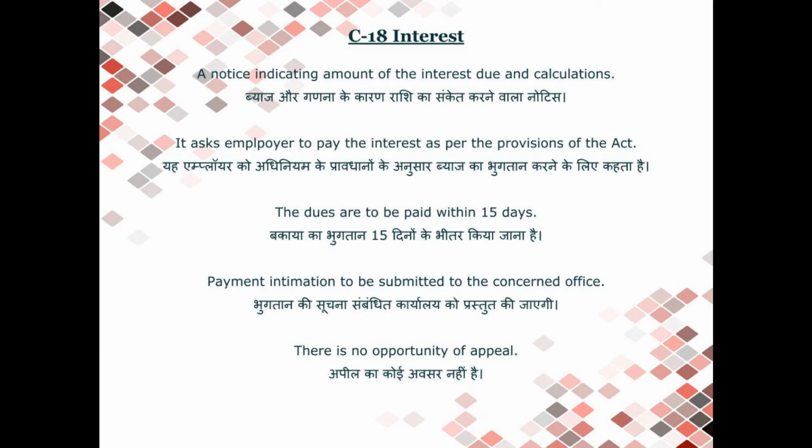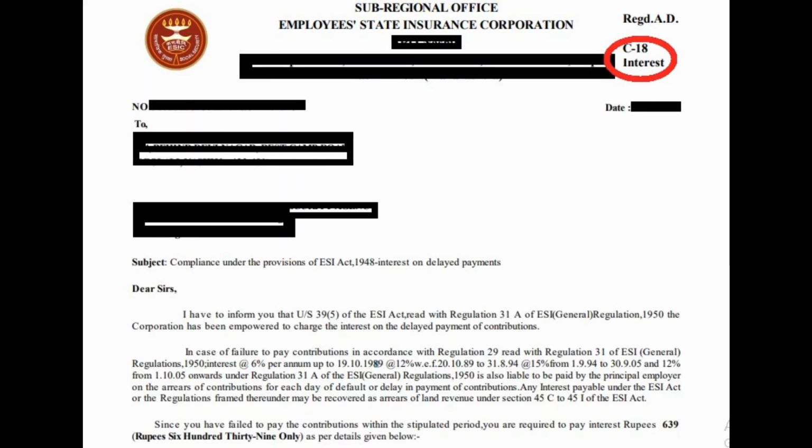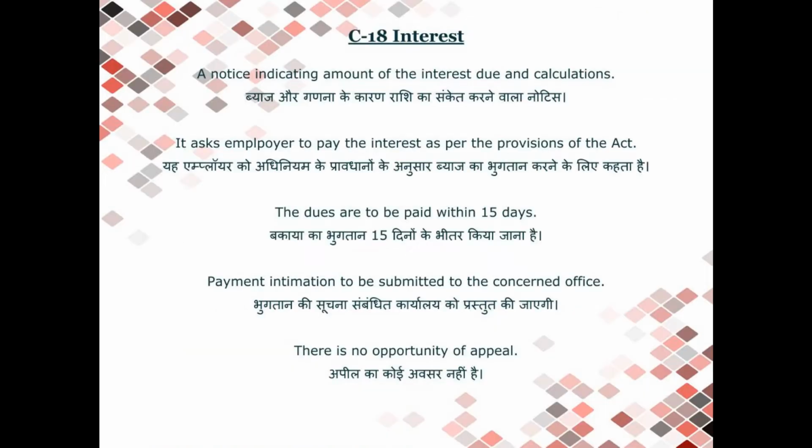A period of 15 days is given to the employer to comply. If the employer pays, he should intimate the ESIC office from where he received the notice. In C18 interest, there is no scope for appeal or challenging the notice. If there is a minor calculation mistake, or if you have other dates of payment of contribution, then you can bring it to the notice of ESIC. Otherwise, there is no scope for a personal hearing or providing an opportunity to the employer.